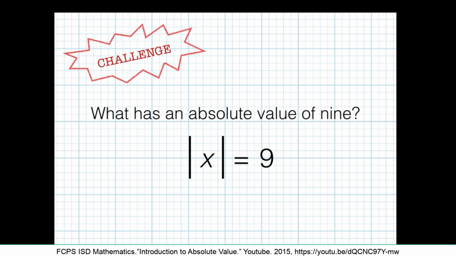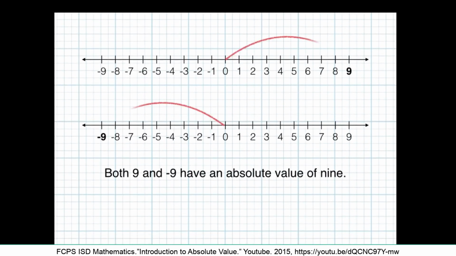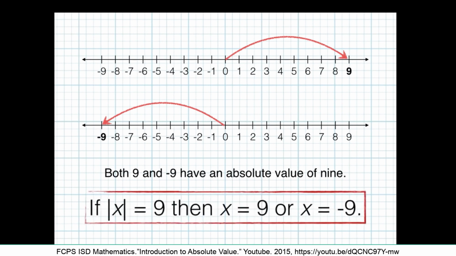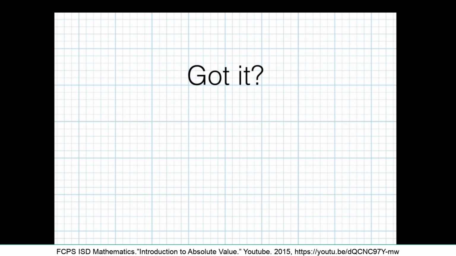What has an absolute value of 9? Think you know? Remember, absolute value can be a representation of distance from 0. Both 9 and -9 have an absolute value of 9. So, if the absolute value of x is equal to 9, then x is equal to 9, or x is equal to -9. Got it? Let's try one more.